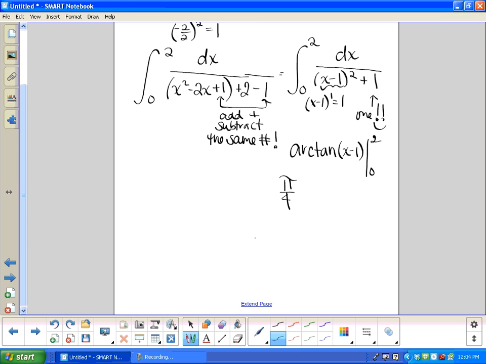Arctangent of 0 minus 1 is arctangent of negative 1. Arctangent is only defined from negative pi over 2 to pi over 2, so this is going to be minus negative pi over 4. And this gives us pi over 2. Pretty easy stuff.